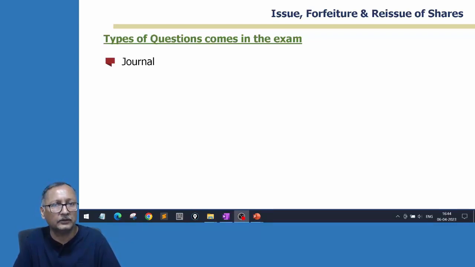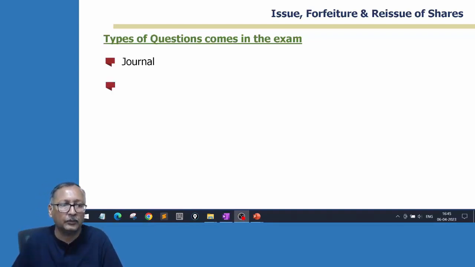Here are two important things. If it is not mentioned that narration is not required, you need to write the narration. You have to give the full narration, and also you have to give full working wherever required. While doing the working, don't write any shortcut or abbreviation. Write it in full, because that has weightage in the exam.